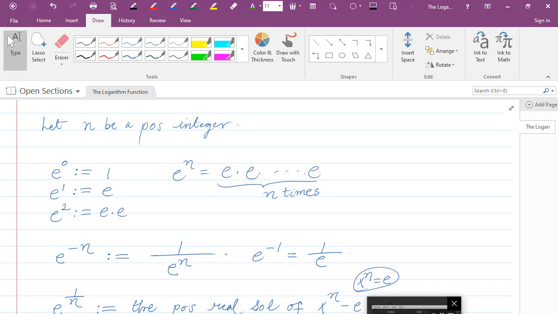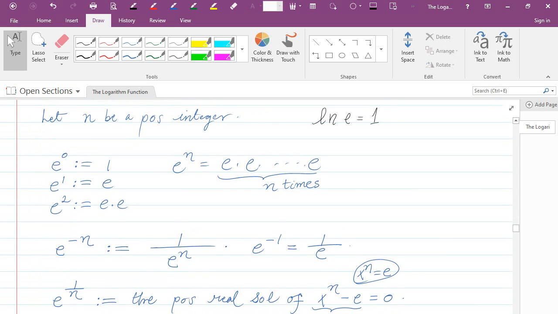So let's recall the way we defined the number e. So we said e is the positive real number such that ln of e is 1, right? This is the equation that defines the number e. So let's let n be a positive integer.